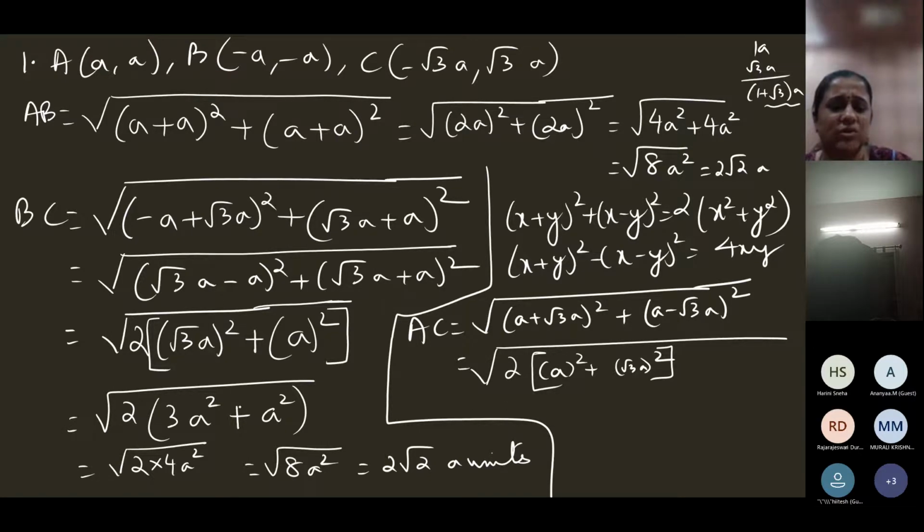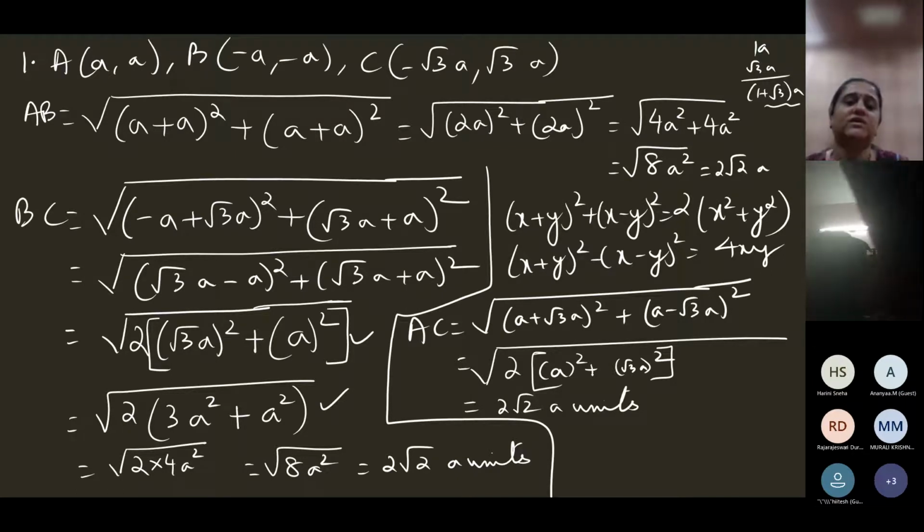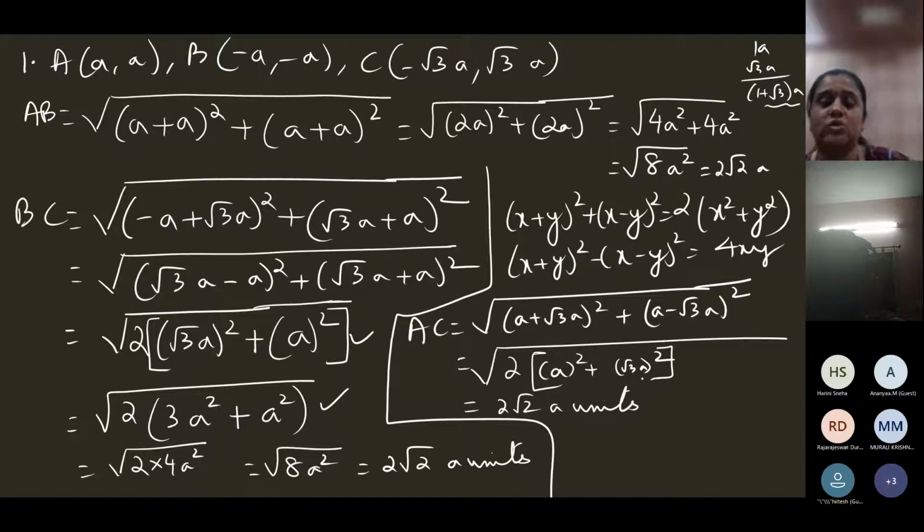So you'll get the same thing, children. You can see here exactly this we are getting. The same thing we are getting here. So you will get 2 root. You work this here, the same steps like we did for BC. So the answer will be 2 root 2 a units. So you can see that each side is 2 root 2 a units.